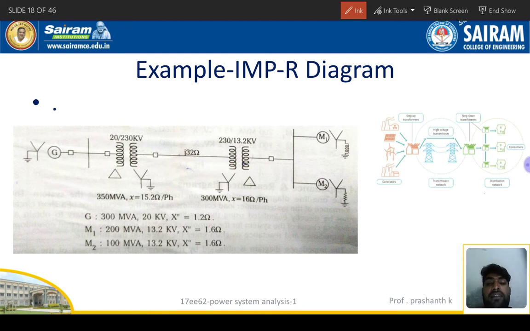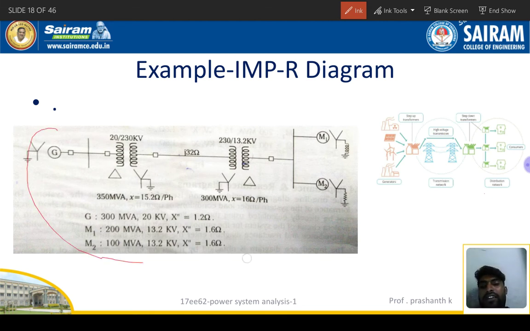Next, there is the impedance diagram. An impedance diagram must have impedances. All the electrical or power system components are represented by using impedances, right? And in a reactance diagram, only reactance will be present. Representing the power system components that way is called a reactance diagram. This is one example.